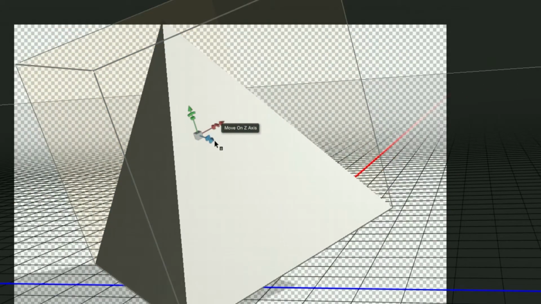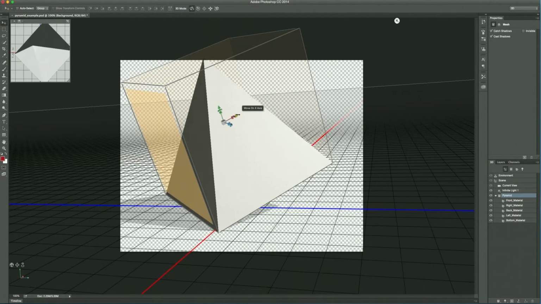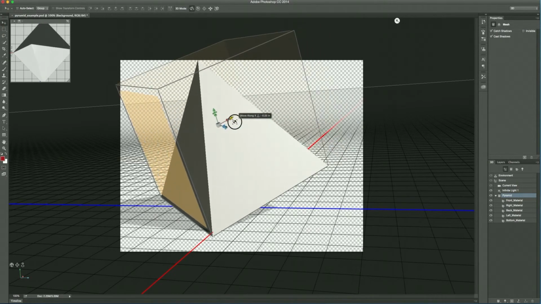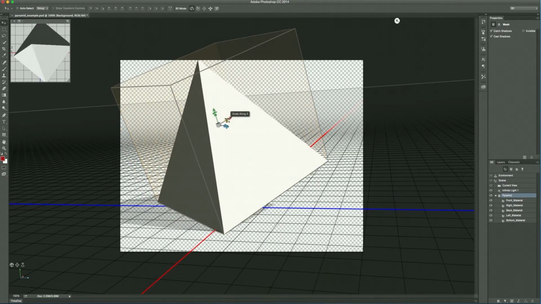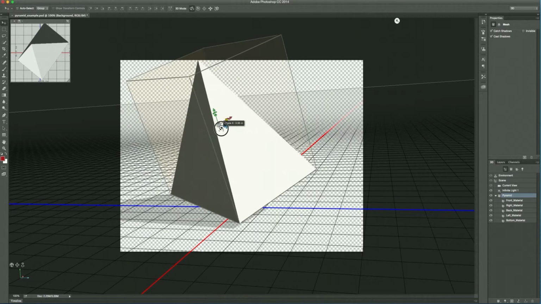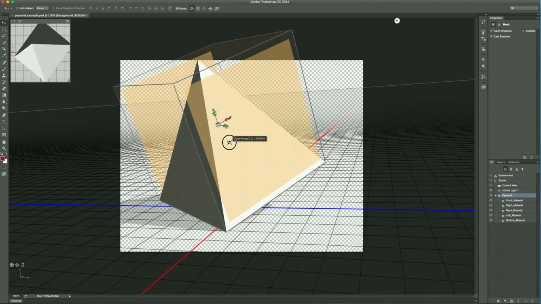Moving along the x-axis, rotating along the y-axis, and scaling along the x-axis. This middle cube also scales the object uniformly, which means the proportions stay the same, and you can make the object bigger or smaller while it retains its shape.